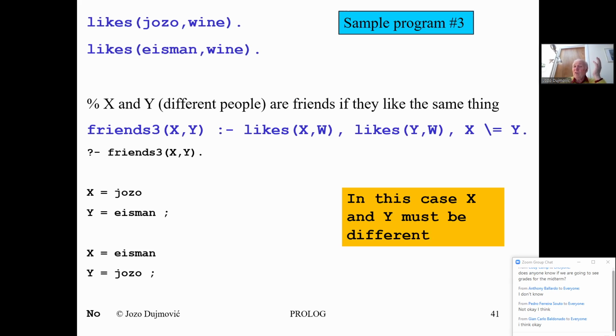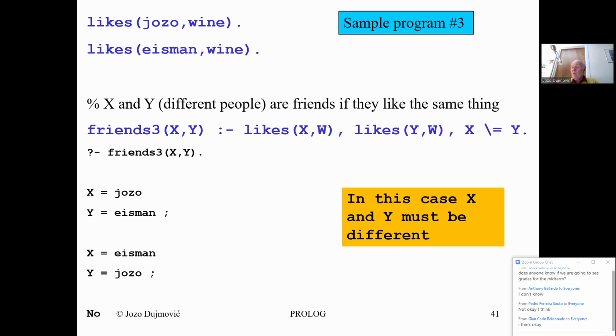Now you can eliminate duplicates. The first thing that we usually do, we eliminate duplicates, and therefore you say friends are X and Y if X likes something, Y likes the same thing, and X is different from Y. So these are two different people. X and Y, two different people, are friends if they like the same thing. Again, you don't know what W is. So if you have this kind of rule, then you are going to get friends are Jozo, Iceman, and Iceman, Jozo. You get this permutation because all permutations do exist.